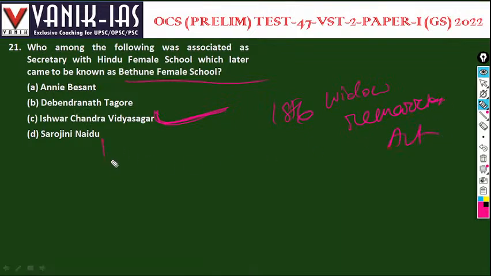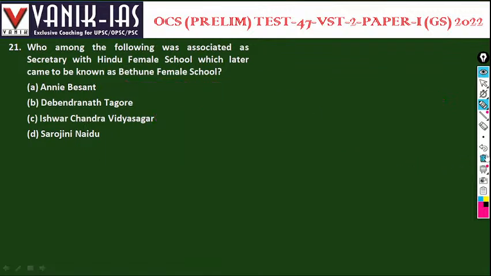So Sarojini Naidu is the first woman governor, and also the first Indian woman president of the Indian National Congress, in 1925. Then Annie Besant is the first woman to become the president of the Indian National Congress. Right.